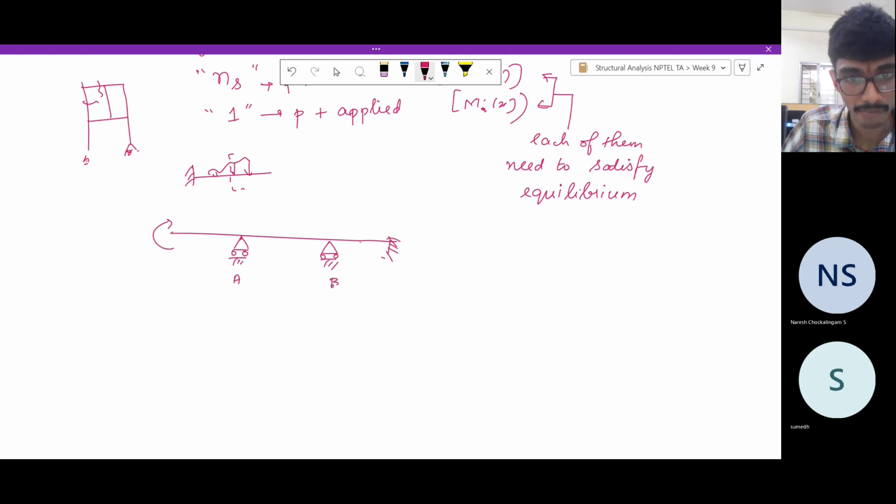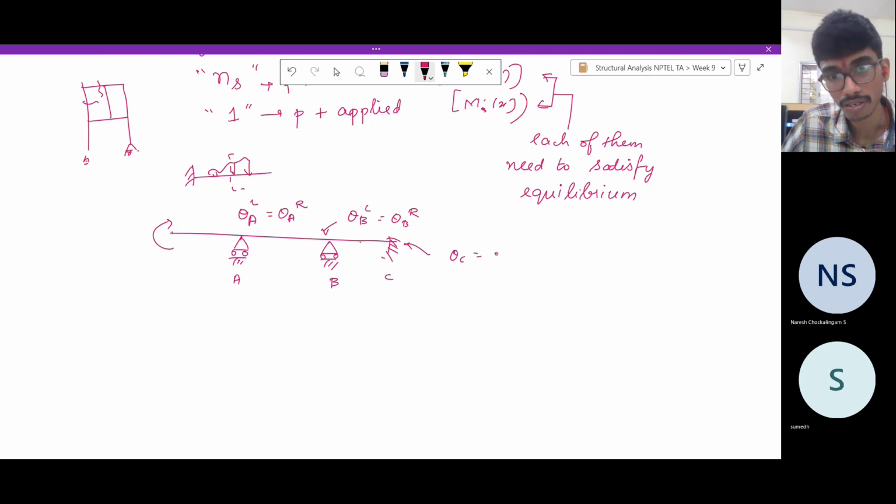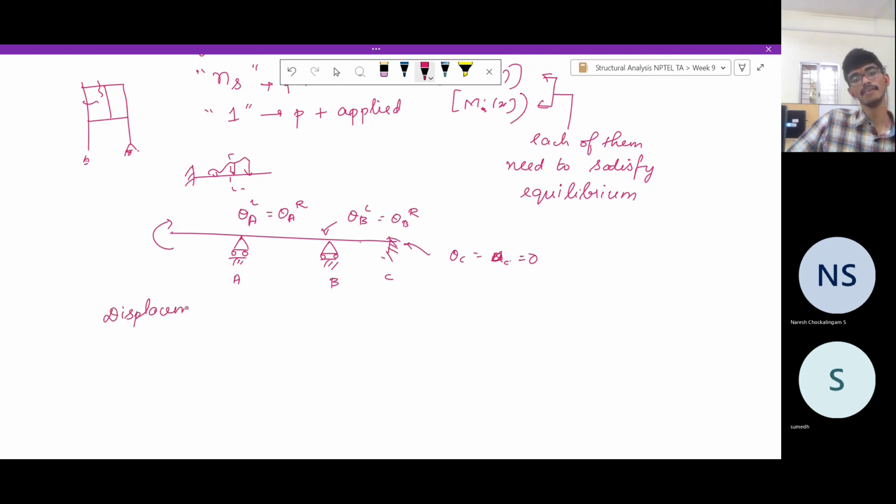Suppose these points are A, B, and C. What is one compatibility equation that we can think of? That is theta A to the left is the same as theta A to the right. Similarly here, theta B to the left is the same as theta B to the right. And here, what are the compatibility conditions? Theta C is equal to 0, delta C is equal to 0. So these are fairly easier to enforce in a computer than enforcing the equilibrium conditions. So this is the main motivation why these displacement methods of analysis have been developed, and it has been quite successful. Basically, displacement methods of analysis started with the slope deflection equation.